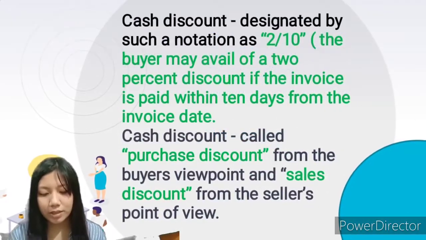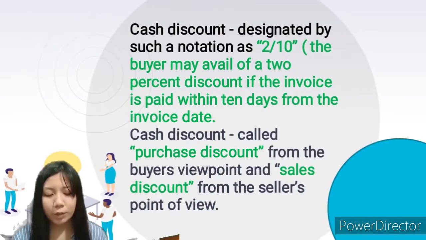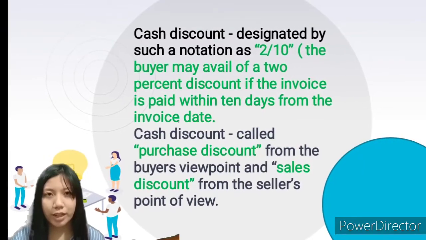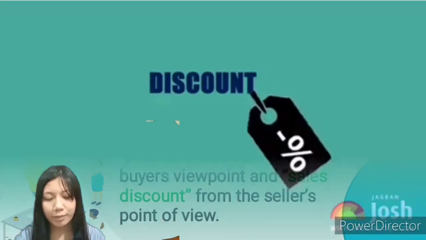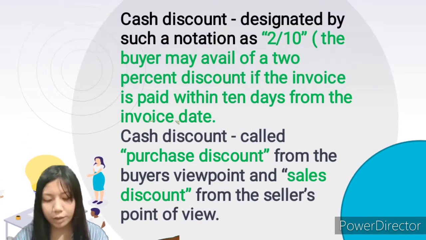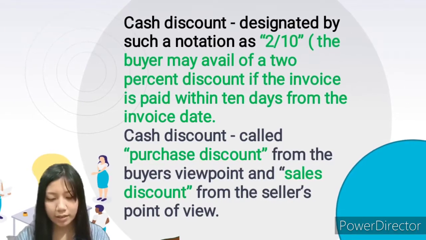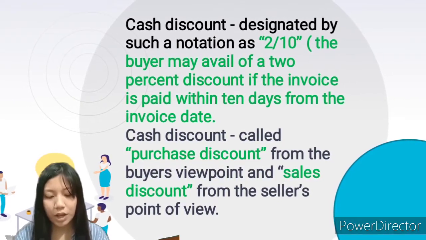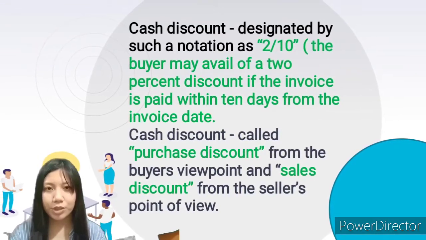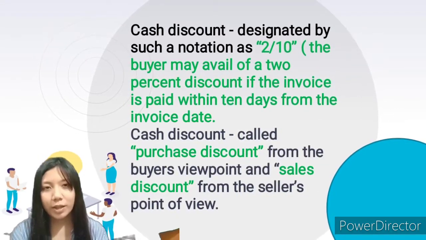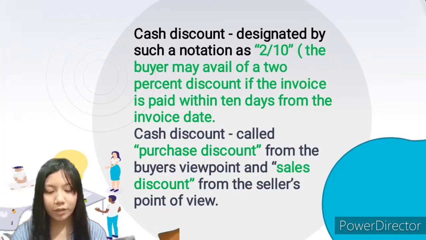Cash discount is designated in such annotation as 2/10, which means there would be 2% less on the principal amount. The period covered by the discount in this case is 10 days. This is called the discount period. Sometimes it is also shown in terms of n/30, which means n is the net, the days within which the debtor can pay, and 30 is the due date of the payment.